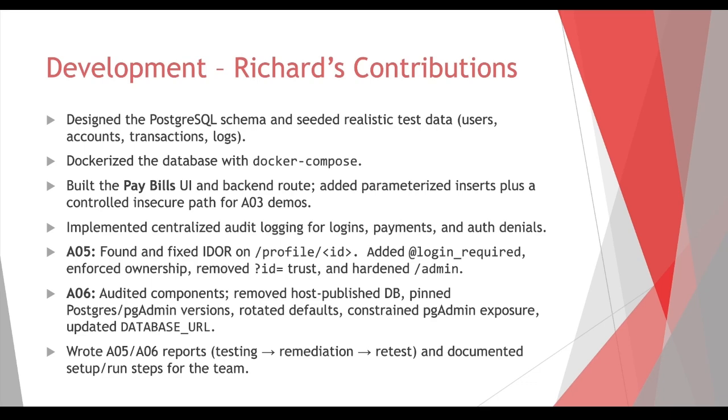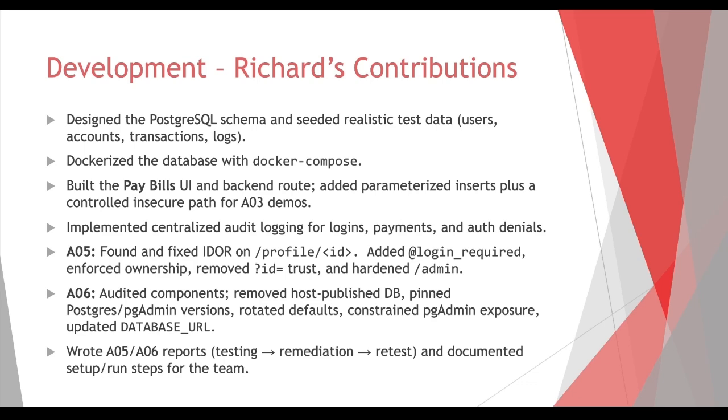Next was A06, which is vulnerable and outdated components. I audited our deployment and removed host-published services that were using weak defaults. So I stopped exposing Postgres to the host. I pinned image versions for Postgres and pgAdmin to prevent drift. I rotated the default credentials and constrained pgAdmin so it's only accessible in development without being open to the entire network. And I updated the app's database URL to use the internal hostname and the rotated secret.